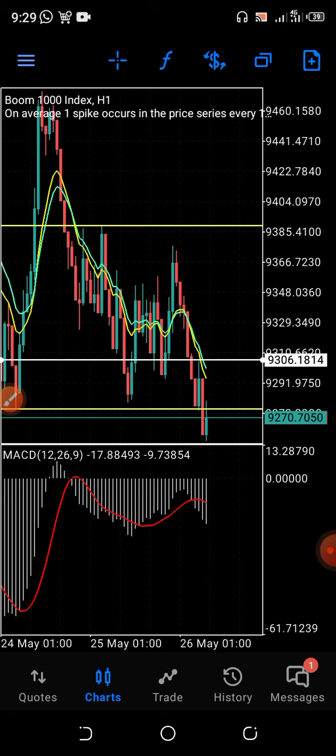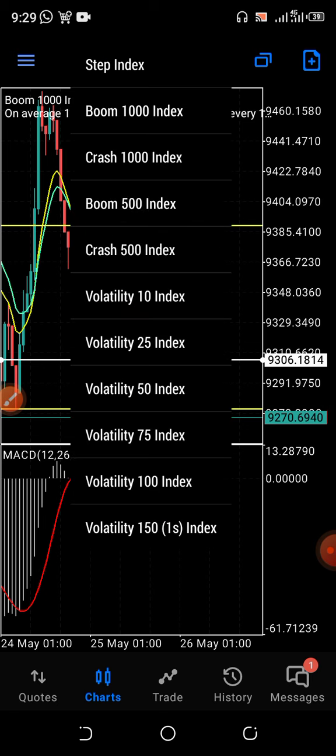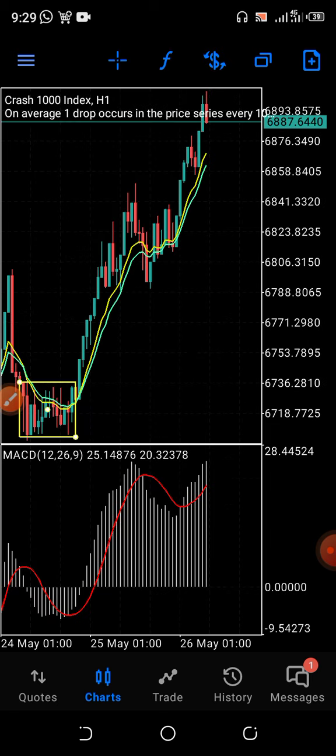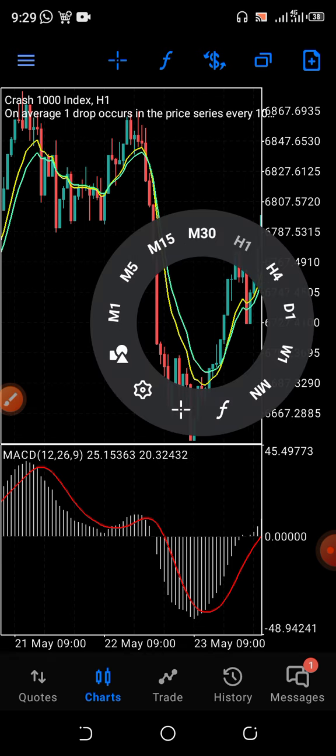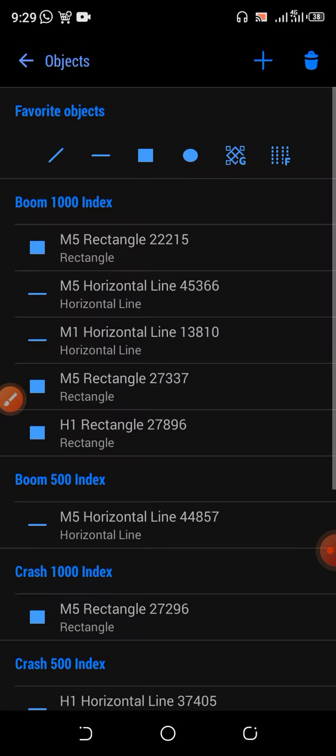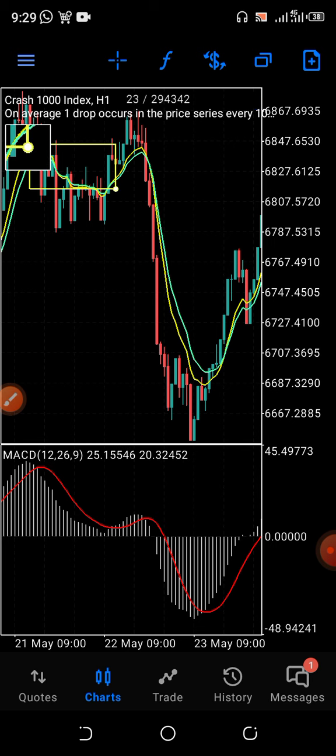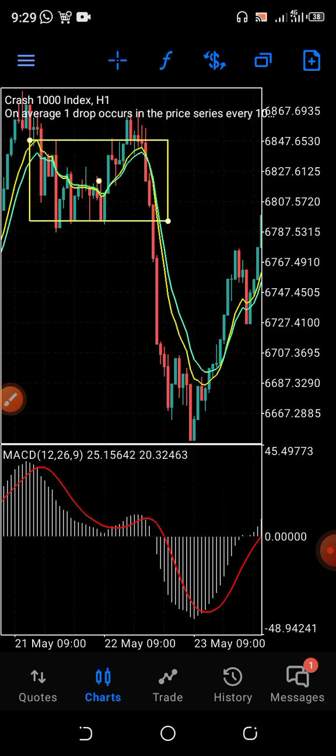So now let's see how you can do the same thing on Crash 1000. Look at the same thing. The thing is simple. First thing first, discover where the market needs to break out from. Discover those things. Look at it. If you discover it, once you see the changes on the main chart, you will now enter to catch your spike. As simple as that.